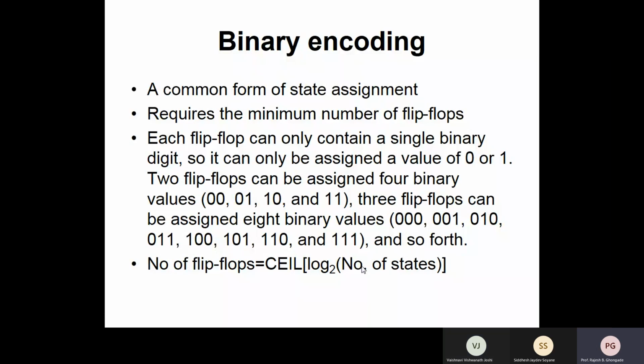Suppose there are 17 states. How many flip-flops will be required? Five, correct. Why? Because 4 will be insufficient, so the next number happens to be 5. 2 to the power 5 gives 32 possible combinations, out of which 17 can be used for our state machine. All right? Is that fine? Yes, sir.